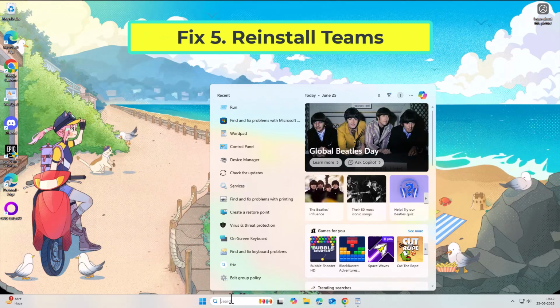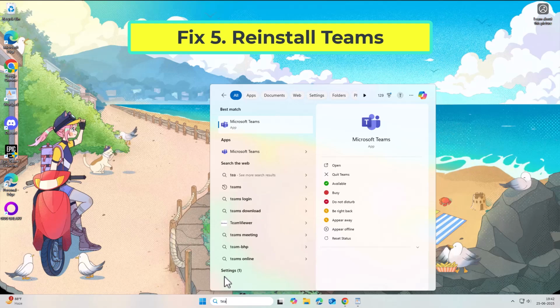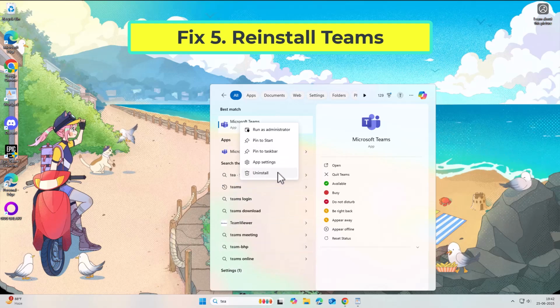Fix 5. Reinstall Teams. If none of the solutions above helped, you could reinstall Teams. Make sure you follow the steps below to do so.